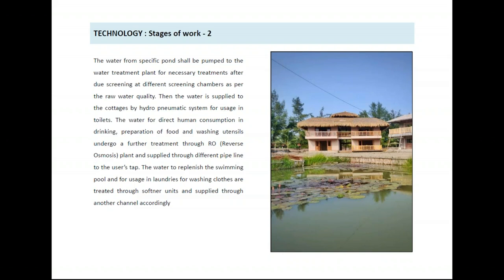The water for direct human consumption in drinking, preparation of food, and washing utensils undergoes a further treatment through a reverse osmosis plant and is supplied through a different pipeline to the user's tap. The water to replenish the swimming pool and for usage in laundries for washing clothes is treated through softener units and supplied through another channel accordingly.